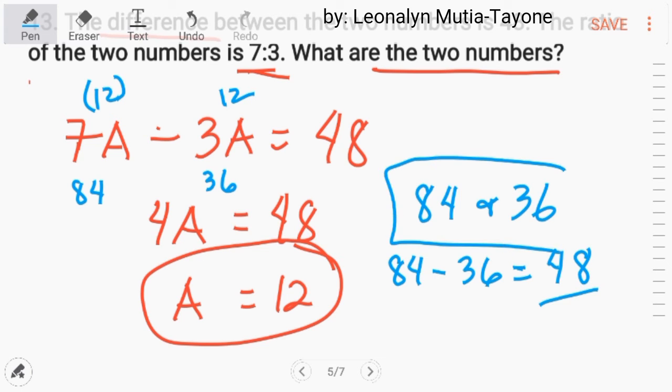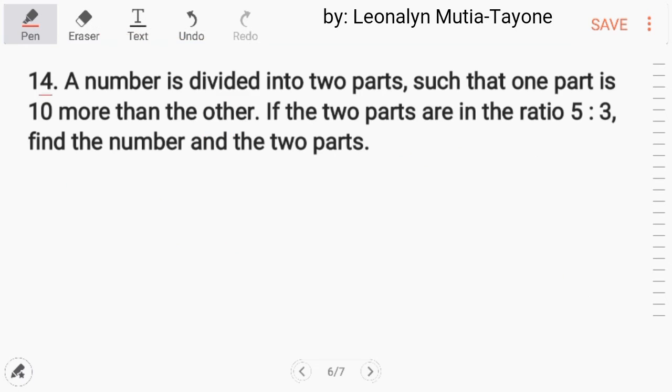So, ito yung sagot dito. Number 14. A number is divided into two parts, such that one part is 10 more than the other. If the two parts are in ratio 5:3, find the number and the two parts. First, let n be our number.